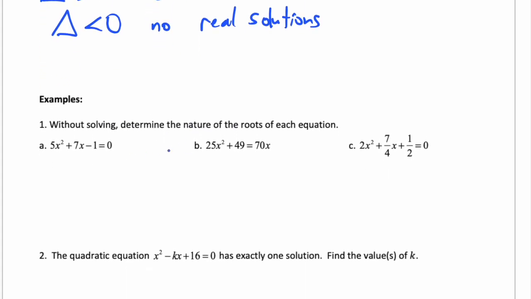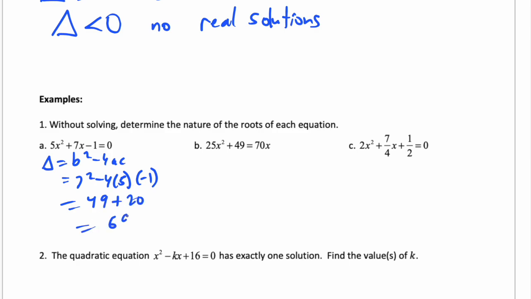Okay, so determine the nature of each of these, so you do the discriminant. It's b squared minus 4ac, that's 7 squared minus 4 times 5 times negative 1, that's 49 plus 20 is 69, which is greater than 0. So there's going to be two real solutions. You could also say, since it's the square root of 69, which is not a whole number, two non-integer solutions, if the question asks for that.